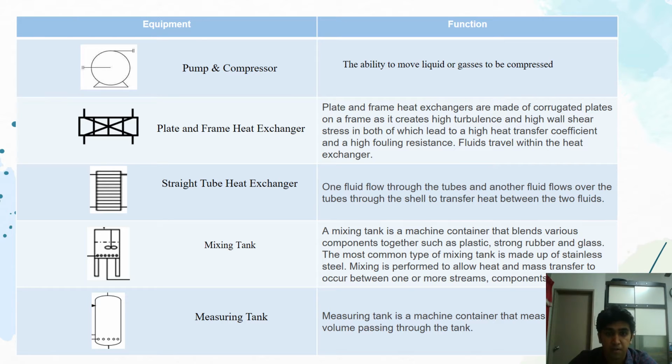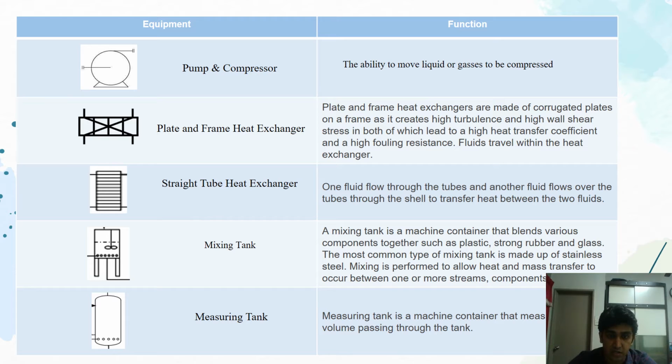The next one is the plate and frame heat exchanger. What it does is create high turbulence and high wall shear in the heat exchanger, which leads to a high heat transfer coefficient and a high fouling resistance as the fluids travel within the heat exchanger.